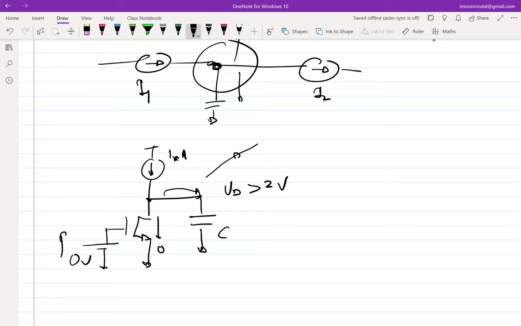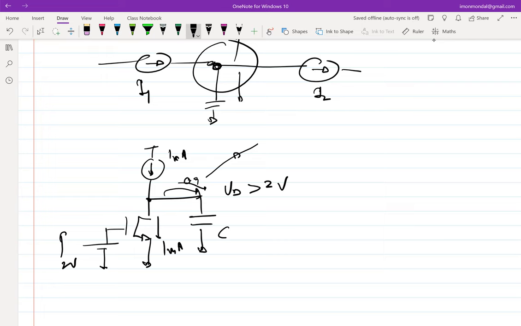So I increase VGS, which means this current is starting to increase from zero. Maybe it became 0.1 milliamp, right? But still 0.9 milliamp is flowing into the capacitor. Still the voltage is increasing. So I keep doing that, till this probably goes to 2 volt. Then I see this becomes 1 milliamp. Then no more current is flowing into the capacitor, it's balanced.